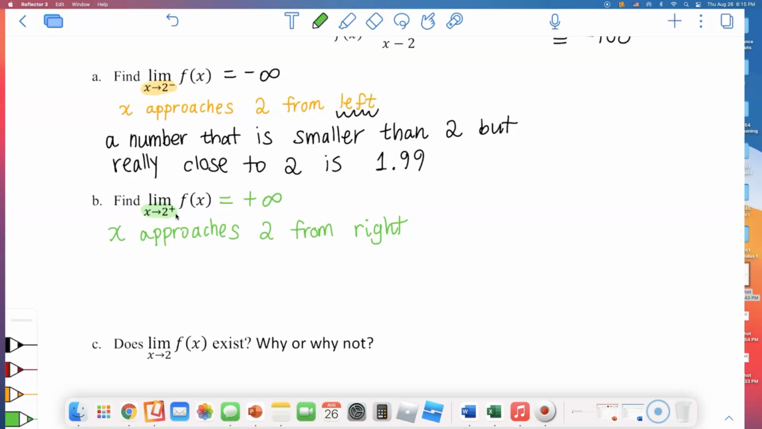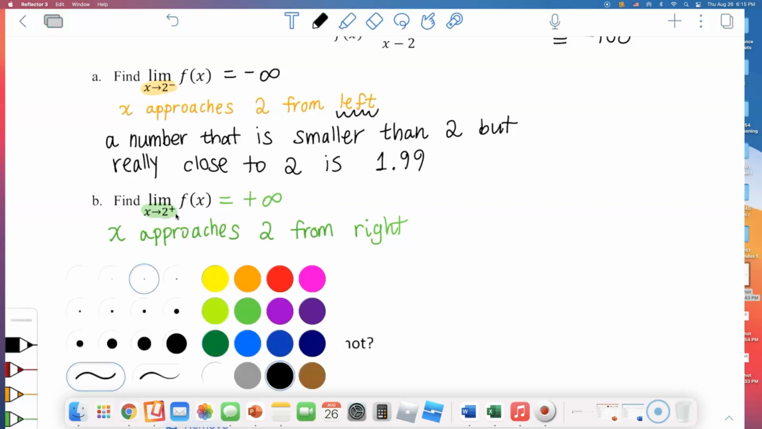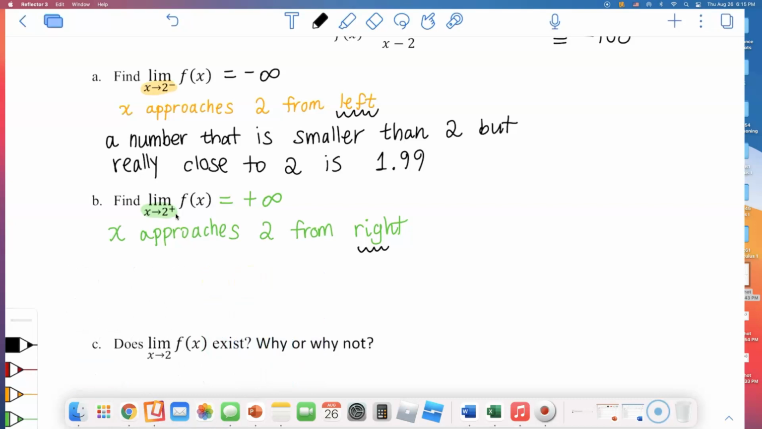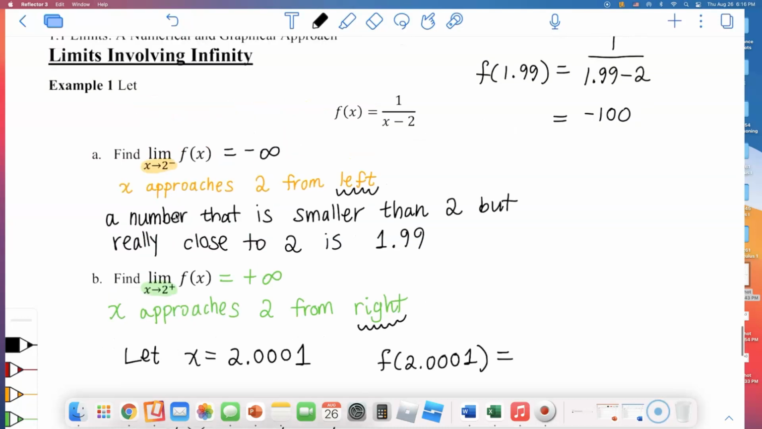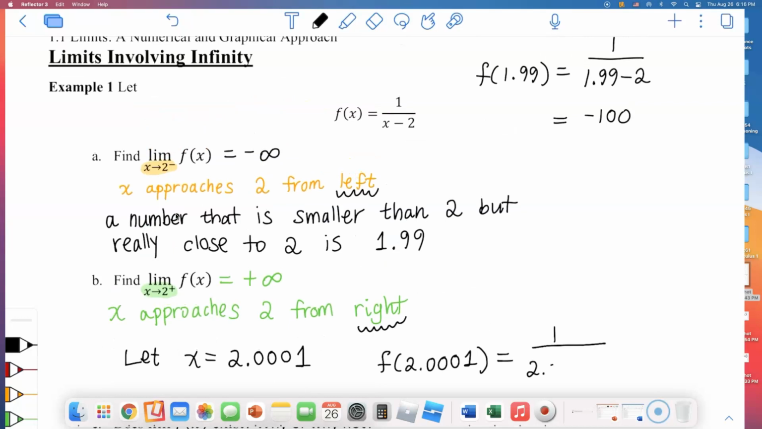Now you can try to plug in a number. What is a number that is really close to 2, but on the right side of 2? Okay, how about we let x equal 2.0001. That's pretty close, right? If I plug this into the function to check this numerically, f of 2.0001 will come out to be 1 over 2.0001 minus 2. And I'll use my scientific calculator to do that really quick.